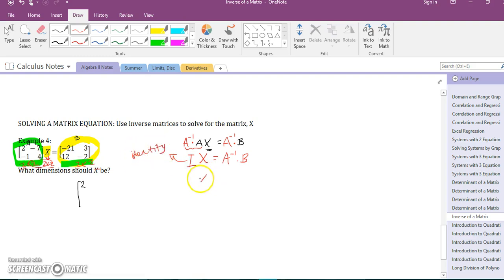And the identity matrix times X is just X, because multiplying by I does nothing. It's like multiplying by 1. So we're going to need the inverse of A in order to do this. So let's start by finding the inverse of A.